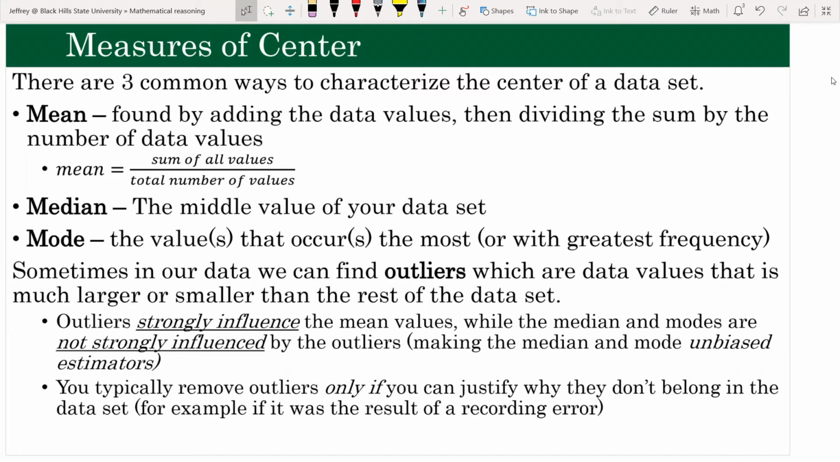We have the mean, median, and mode. And some of you probably have heard of each of these, so I'll just briefly go through them. The mean, simply you just add up all the values in your data set and you divide it by the total number of values. The median, you just look for the middle most value in your data set. And the mode, you just look at the value or values that occurs the most in your data set.